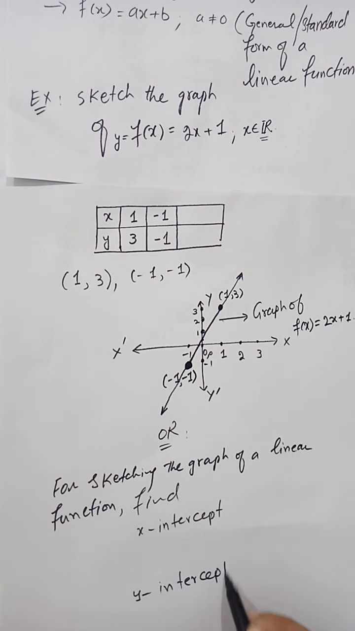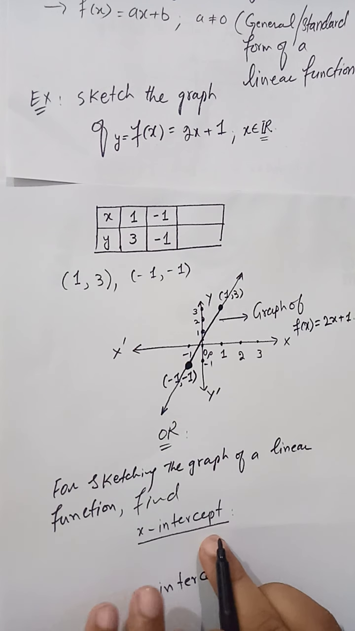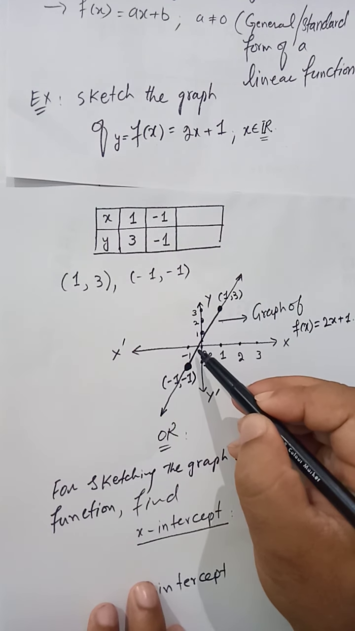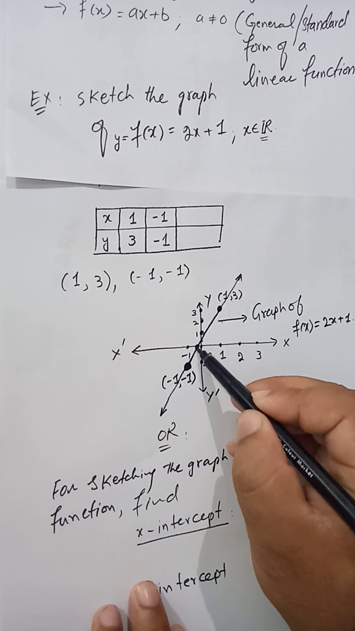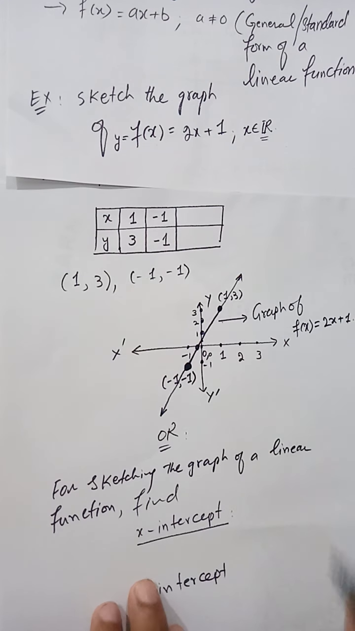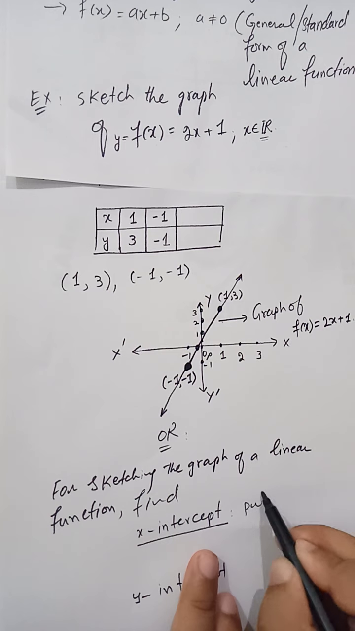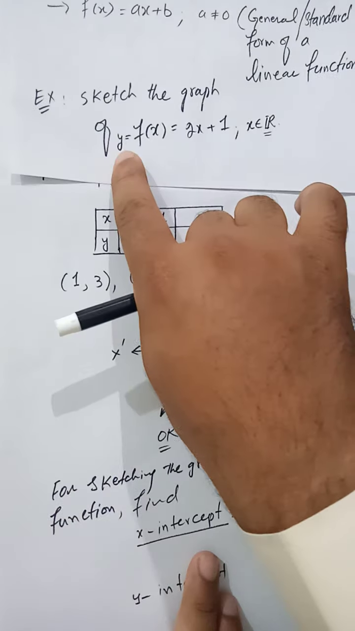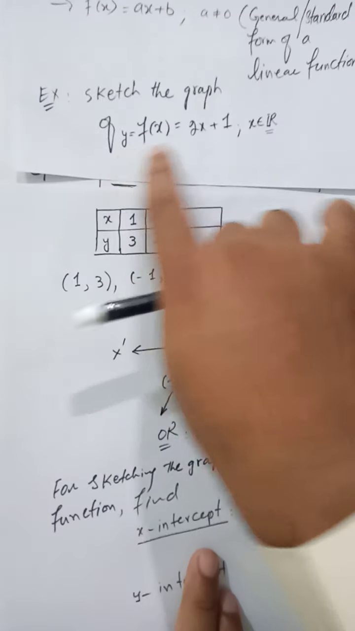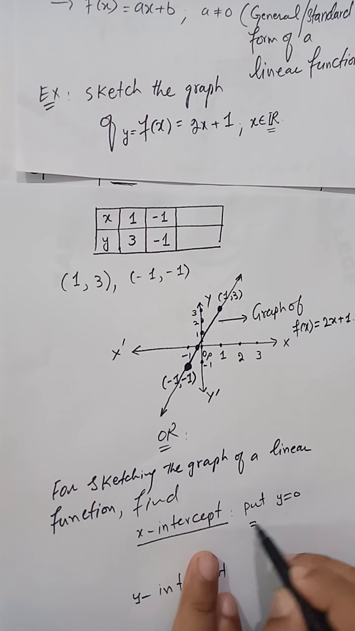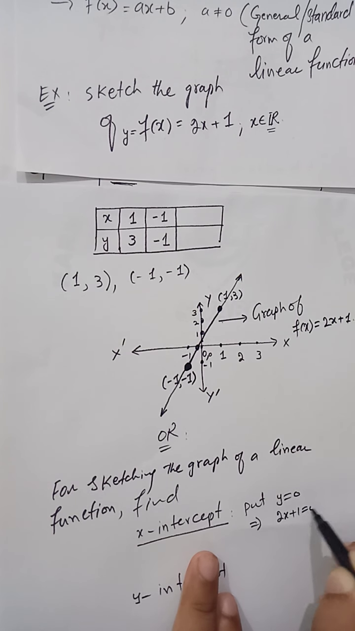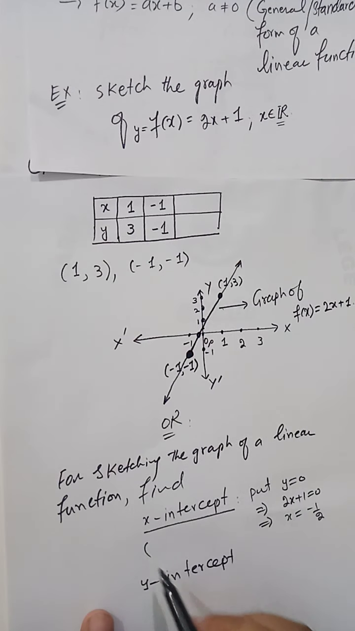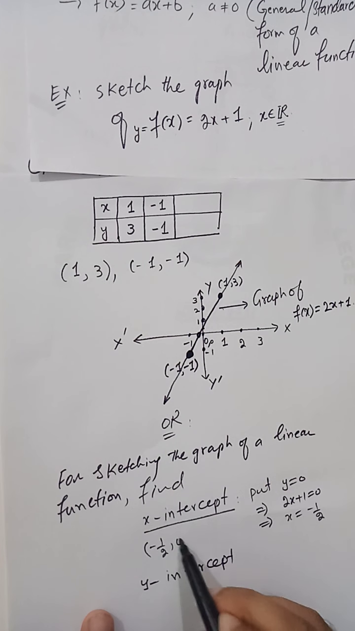How can you calculate the x-intercept? X-intercept means the point where the function passes through the x-axis. So when a function passes through the x-axis, at that point y is equal to 0. So for the x-intercept, put y equal to 0 in the given function. So y equal to 0 means 0 is equal to 2x plus 1, because y is equal to 2x plus 1. So this implies that 2x plus 1 equals 0, which implies that x is equal to -1 by 2. So the x-intercept is the point -1 by 2, 0.